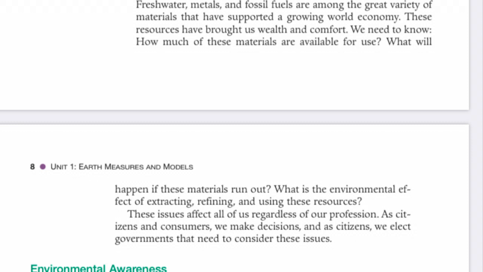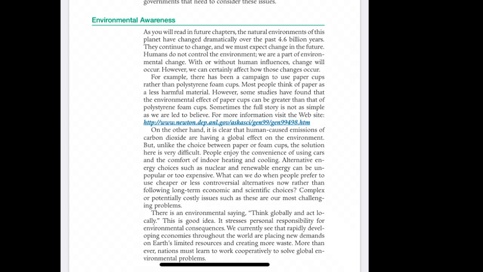As citizens and consumers, we make decisions, and as citizens, we elect governments that need to consider these issues. Environmental awareness. As you will read in future chapters, the natural environments of this planet have changed dramatically over the past 4.6 billion years. They continue to change, and we must expect change in the future. Humans do not control the environment. We are a part of the environmental chain. With or without human influences, change will occur. However, we can certainly affect how those changes occur.